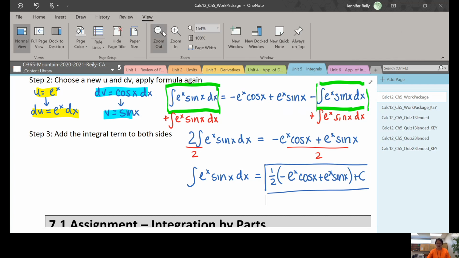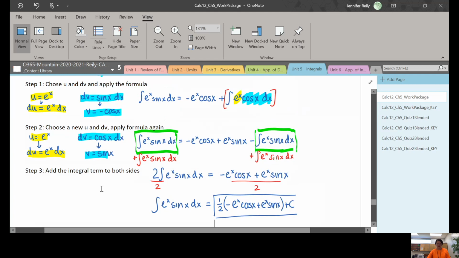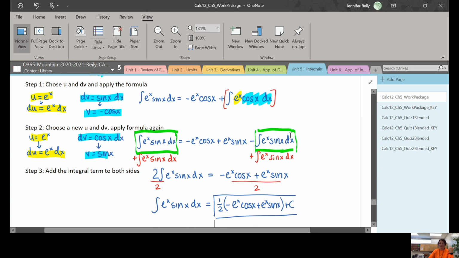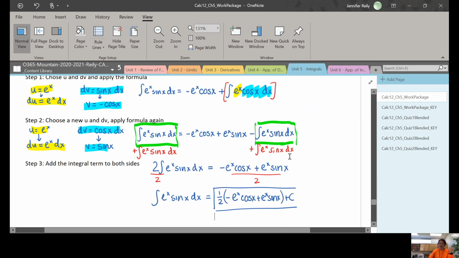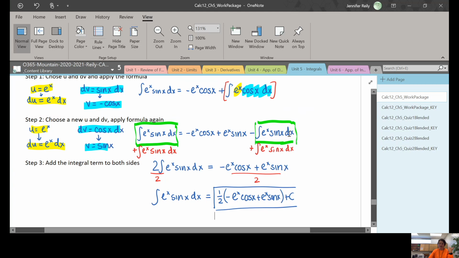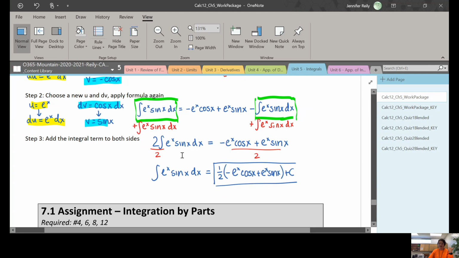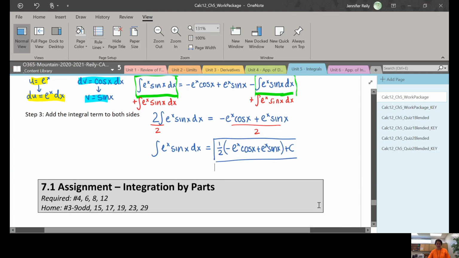So that's a very special case of the integration by parts formula. It occurs when you have 2 sort of cyclical functions that keep giving you the same types of answers when you take their derivatives. So you do it twice. You'll end up with the same integral highlighted in green here. You add it to the other side, and then divide by 2, and you're good.